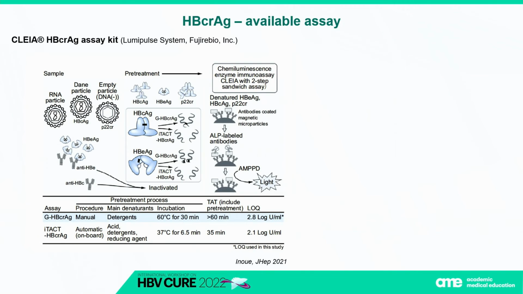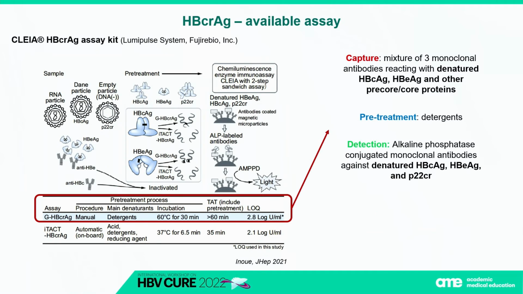We have one commercially available assay, which is the CLIA correlated antigen assay kit from Fujirebio. This is the kit that is available in Western countries. It has 3 steps: a capture, a pre-treatment with detergents which also dissolves immune complexes, and a detection step. And the LOQ is 2.8 log units per ml. There's another test that has been recently published, but is only available in Japan so far, and it is almost 1 log more sensitive.